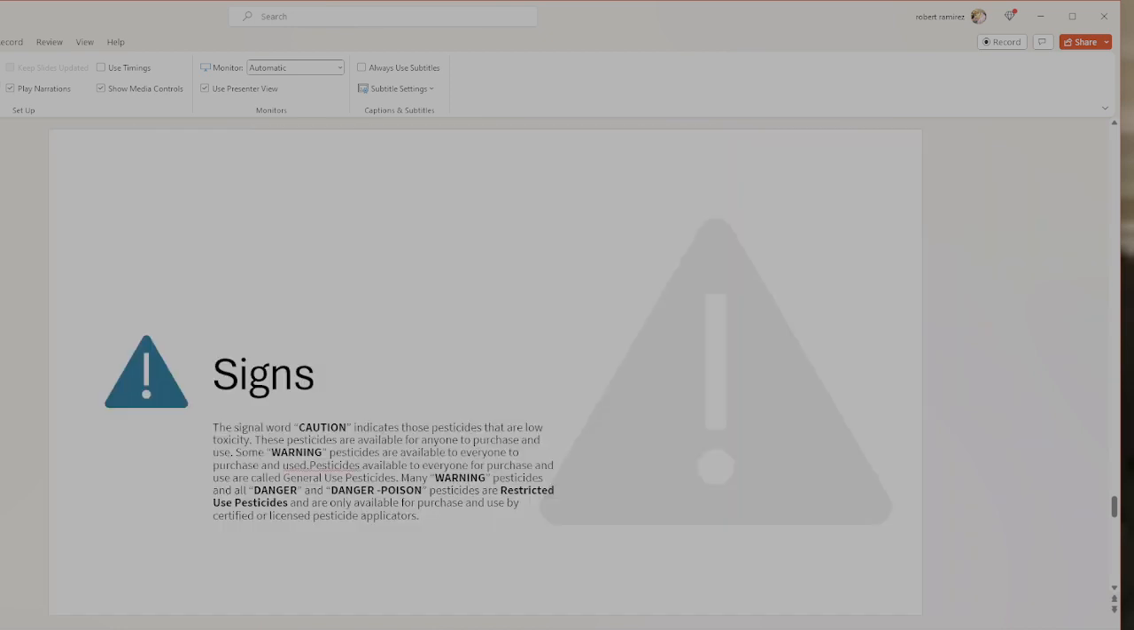Now, the signs on these labels, just a quick informational for you. The single word caution indicates those pesticides that are low in toxicity. These pesticides are available for anyone to purchase and use. Some warning pesticides are available to everyone to purchase and use. Pesticides available to everyone for purchase and use are called general use pesticides. Many warning pesticides and danger poison pesticides are restricted use pesticides and are only purchased and used by certified or licensed pesticide applicators.